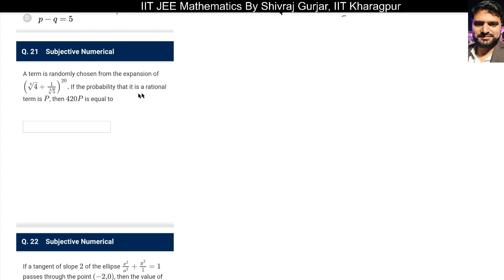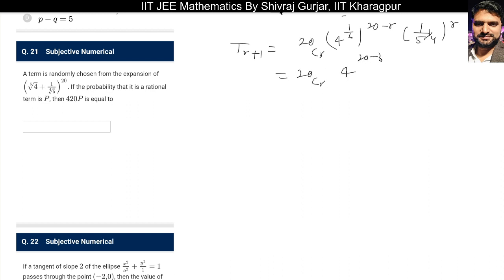Okay, a term is randomly chosen from the expansion. If the probability that it is a rational number term is p, then... Okay, so basically here we have to look at the rational term. T(r+1) is nCr, first part 20 minus r, second part 5 power 1 by 4 into r. Okay, so this can be written as 20 Cr, 4 power (20 minus r) by 6.